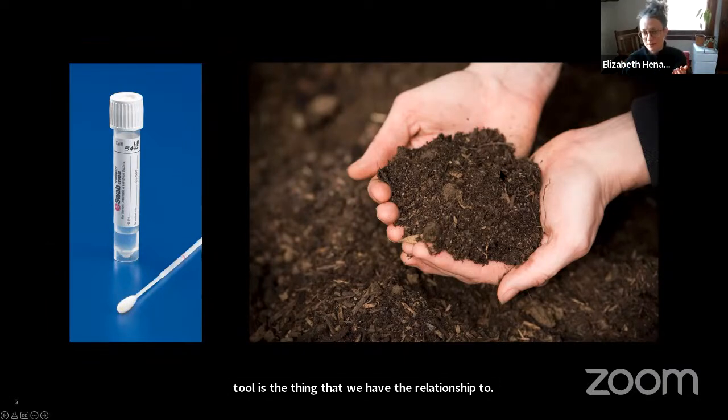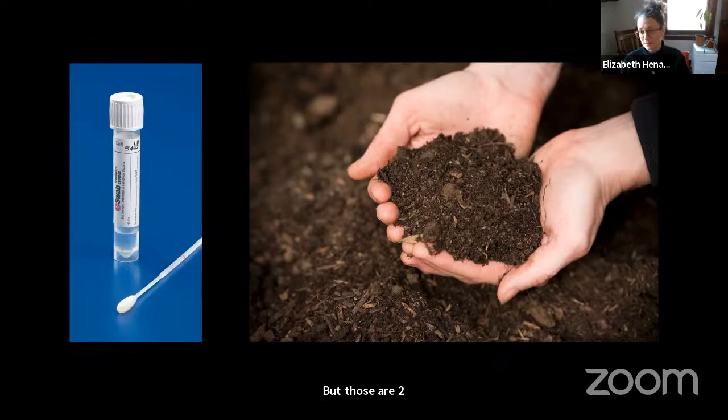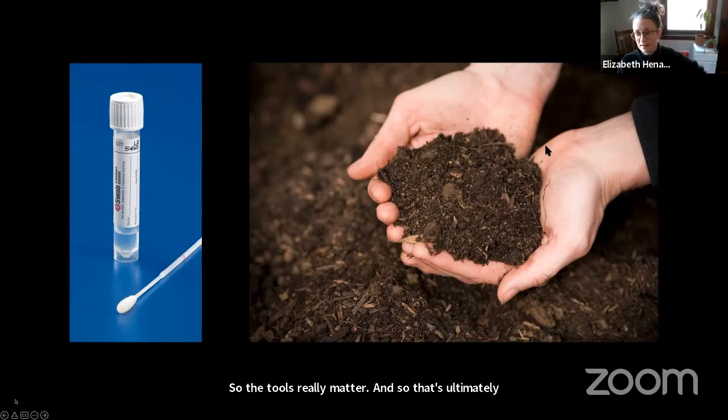Because the image on the right here is doing exactly the same thing. Grabbing a handful of soil is also taking a microbial sample, but we have very different feelings about it. The image on the right gives us feelings of groundedness and earthiness and connection. It feels great, right? You can just imagine how that soil feels in your hands and it just makes you feel good. But ultimately those two images are doing exactly the same thing, but those are two tools that have completely different affective relationships. So the tools really matter. And so that's ultimately where we're going to land at the end of this week, thinking about designing collaborative tools with microorganisms.